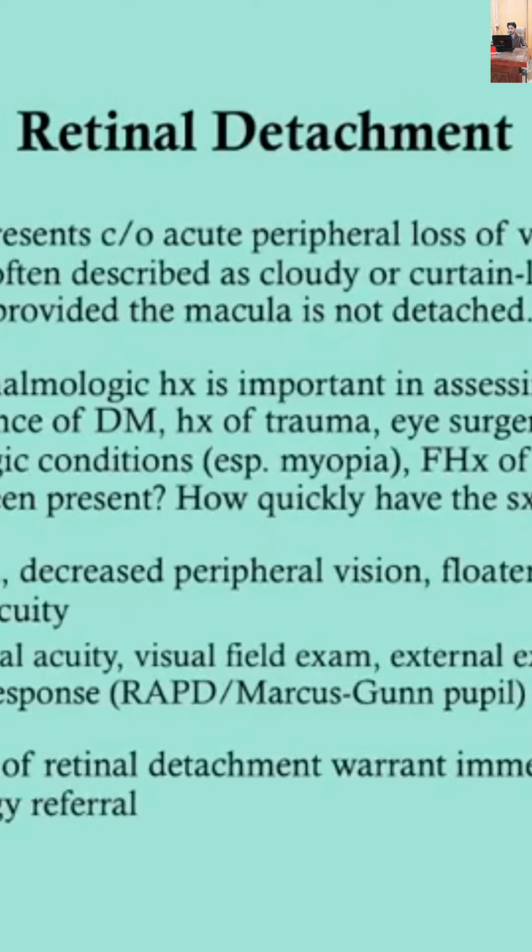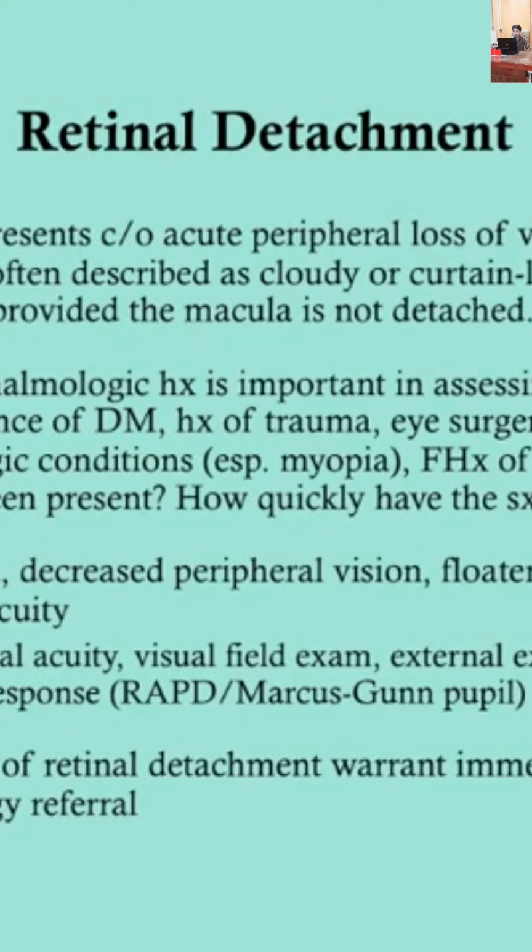So this starts as an acute peripheral loss of vision in the affected eye. A lot of times a patient will describe the peripheral vision, the area of loss, as cloudy or curtain-like. The acuity can be preserved provided that the macula is not detached. So if you ask them to read something, a patient with early retinal detachment, provided it's not affecting the macula, will be able to read. They will not have a defect in acuity. But once the macula becomes detached, then the acuity begins to deteriorate, and they start to have blurry vision as opposed to just cloudy peripheral vision.